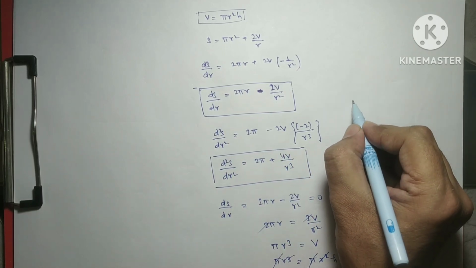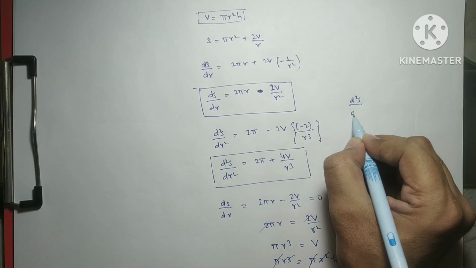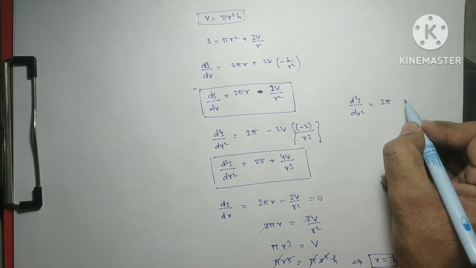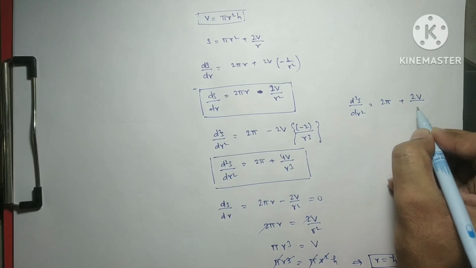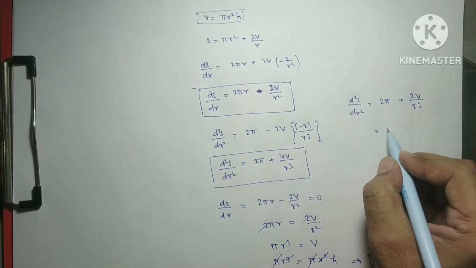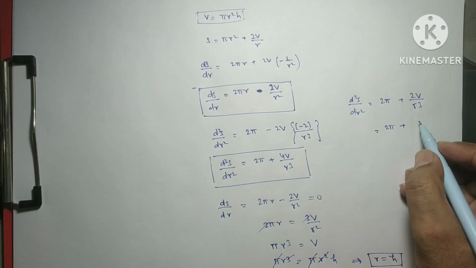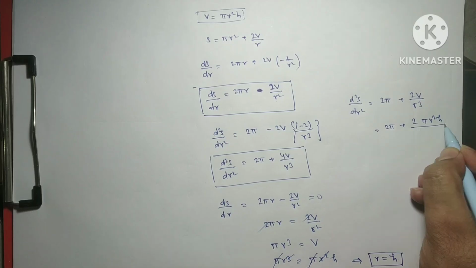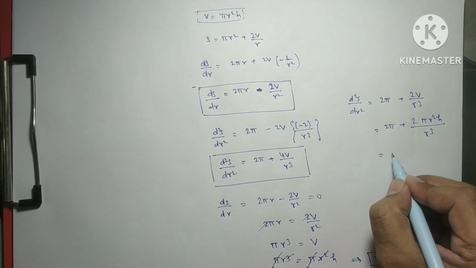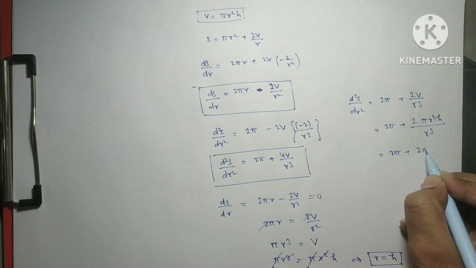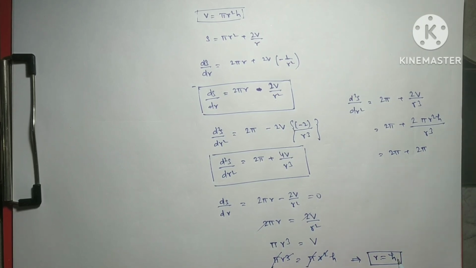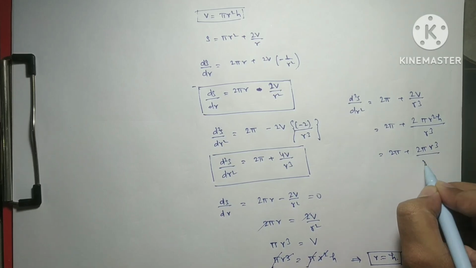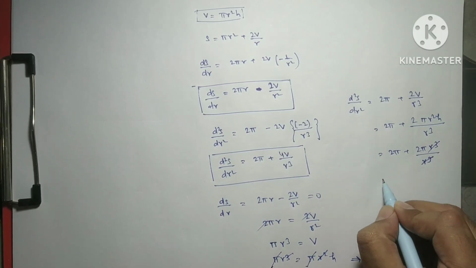So we have d2s over dr square. It is 2 pi, it is already positive, and 2v over r cube. So 2 pi, and this is 2 into pi r square h over r cube. So it is 2 pi plus 2 pi, and the r equals to h, so we can place h as r. So it will be r cube over r cube. So cancel out this, we get 4 pi.